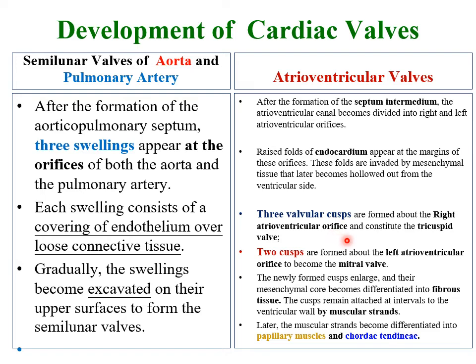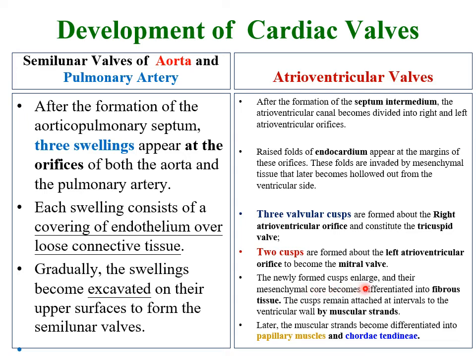On the right side, valvular cusps are formed about the right atrioventricular orifice, constituting the tricuspid valve. But on the left side, there will be two cusps formed about the left atrioventricular orifice to form the mitral valve.